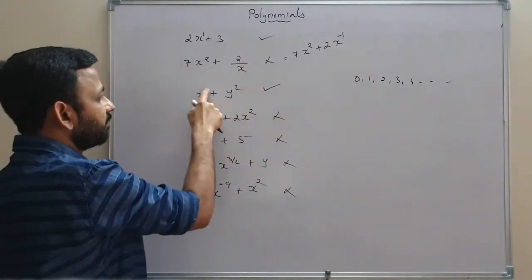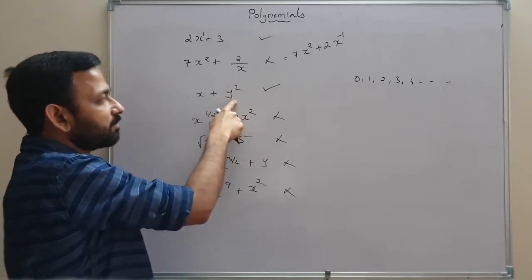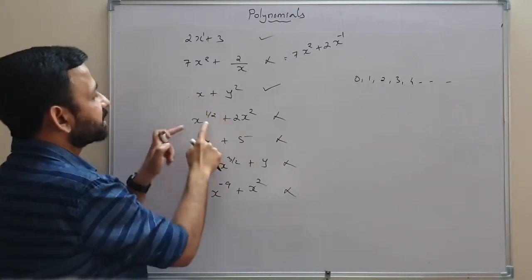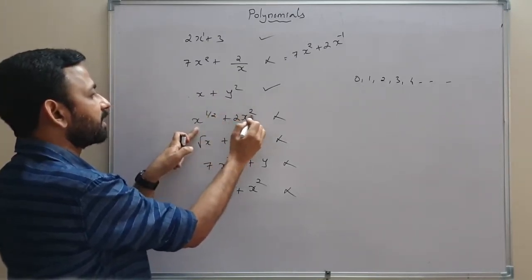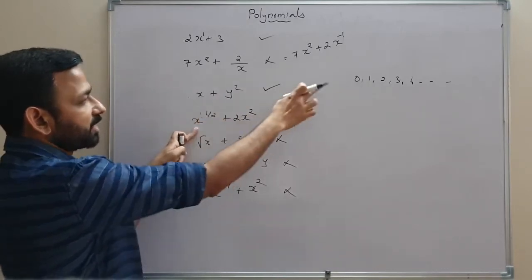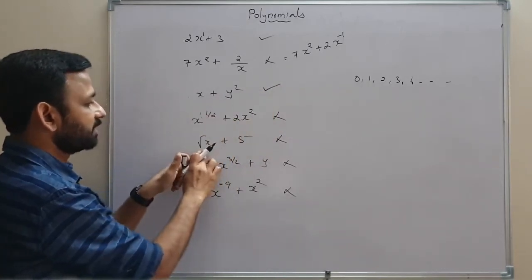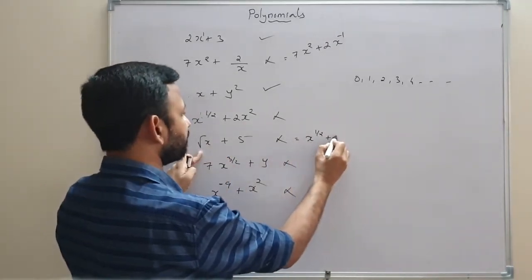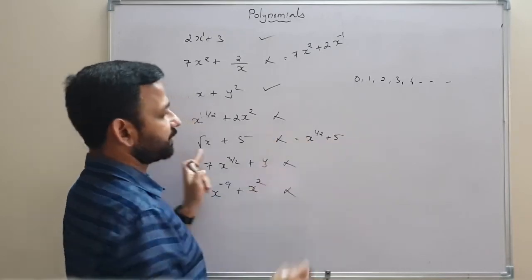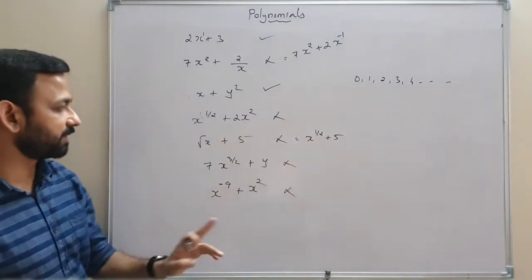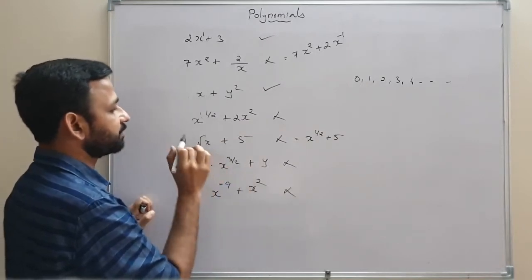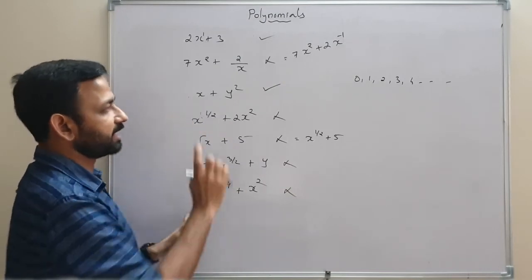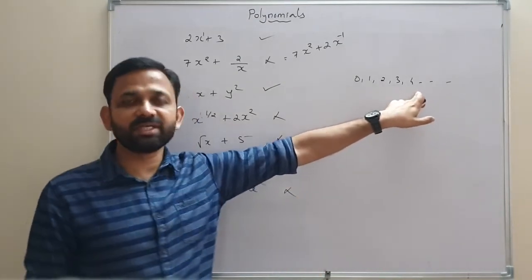And here the power of the variable is 1 and 2, this is an example for a polynomial, but we have two variables. Polynomial in two variables. This is not a polynomial, the power of the variable is a whole number here, but here it is 1 by 2. 1 by 2 is not a whole number, so this is not a polynomial. Here, this is radical form. When we write the exponential form of this one, x raised to 1 by 2 plus 5. Here the power of the variable 1 by 2 is not a whole number, so this is not a polynomial. Here the power 3 by 2 is not a whole number, it's not a polynomial. Here the power minus 9 is not a whole number, so that is not a polynomial.